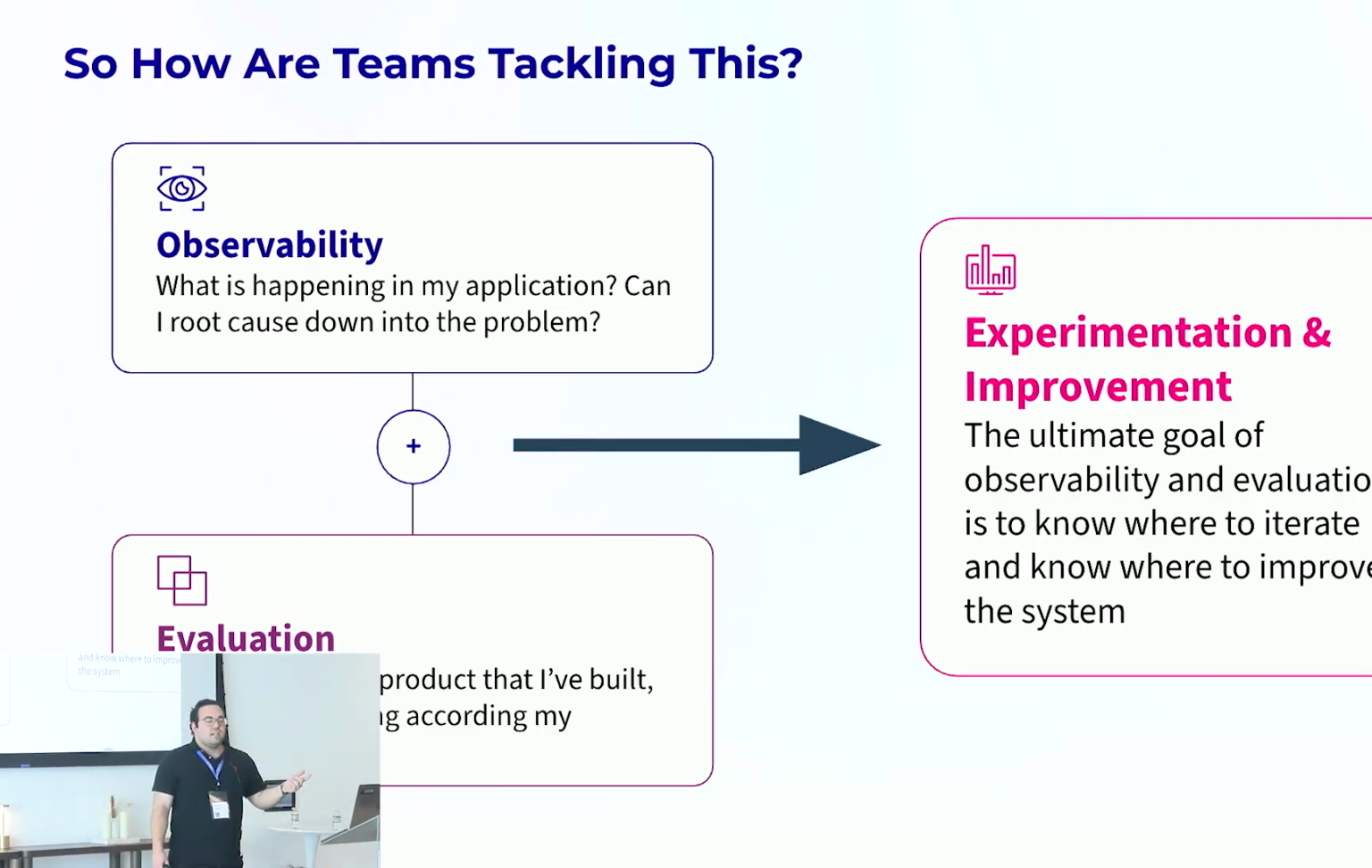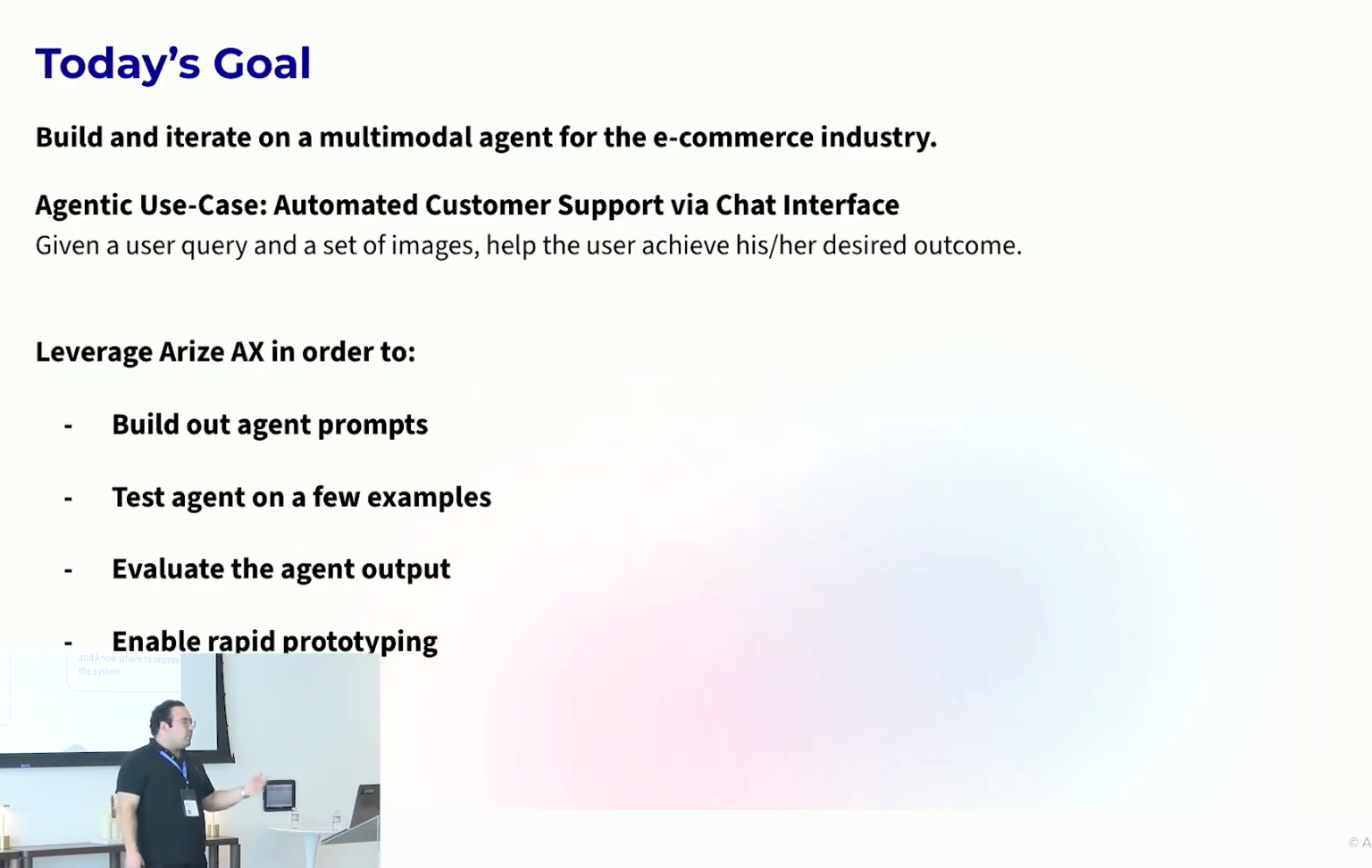The interesting thing about these buckets is that all of them are dependent on each other. You cannot have observability without having evaluation. You cannot do experimentation without having both observability and evaluation. So you need all three in place in order to build an agent with a good foundation.